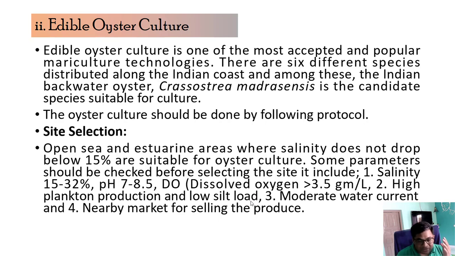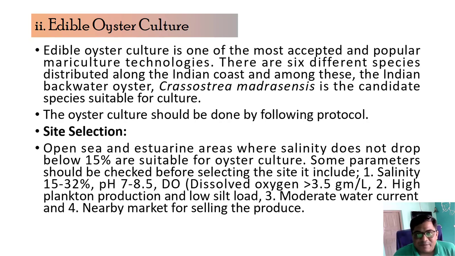Whatever site is selected for this edible oyster culture should be good, open sea and estuarine areas where the salinity does not drop below 15% are suitable for oyster culture. It means the oysters should have between 15 to 32% salinity range. Remember that when you select the site, the salinity in a particular site should not drop below 15%. Okay, and that site is suitable for oyster culture.